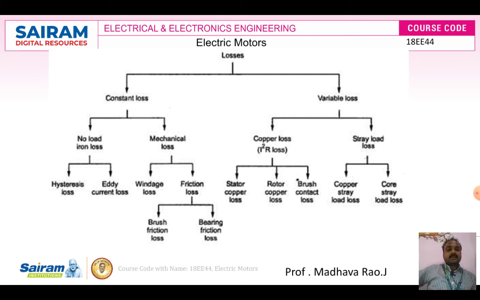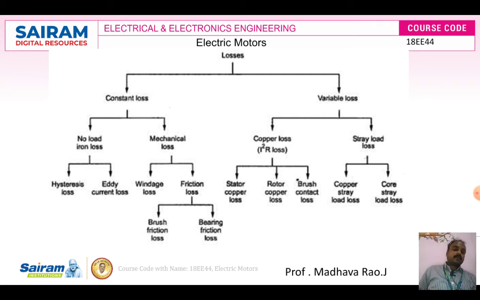These are classified into two types: copper losses and stray load losses. Copper losses are again classified into three subcategories. One is stator copper loss: the stator has winding, due to which stator copper losses occur. The rotor has winding, so rotor copper losses occur. The stator has the armature winding and the rotor has the field winding, so copper losses are produced. And there is brush contact loss: due to brushes, some contact loss will appear. Those losses also come under copper losses.